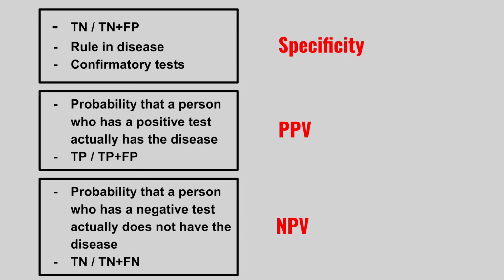This is the negative predictive value. And important concepts here to know are that sensitivity and specificity don't change with prevalence, but the positive predictive value and the negative predictive value do change with prevalence.